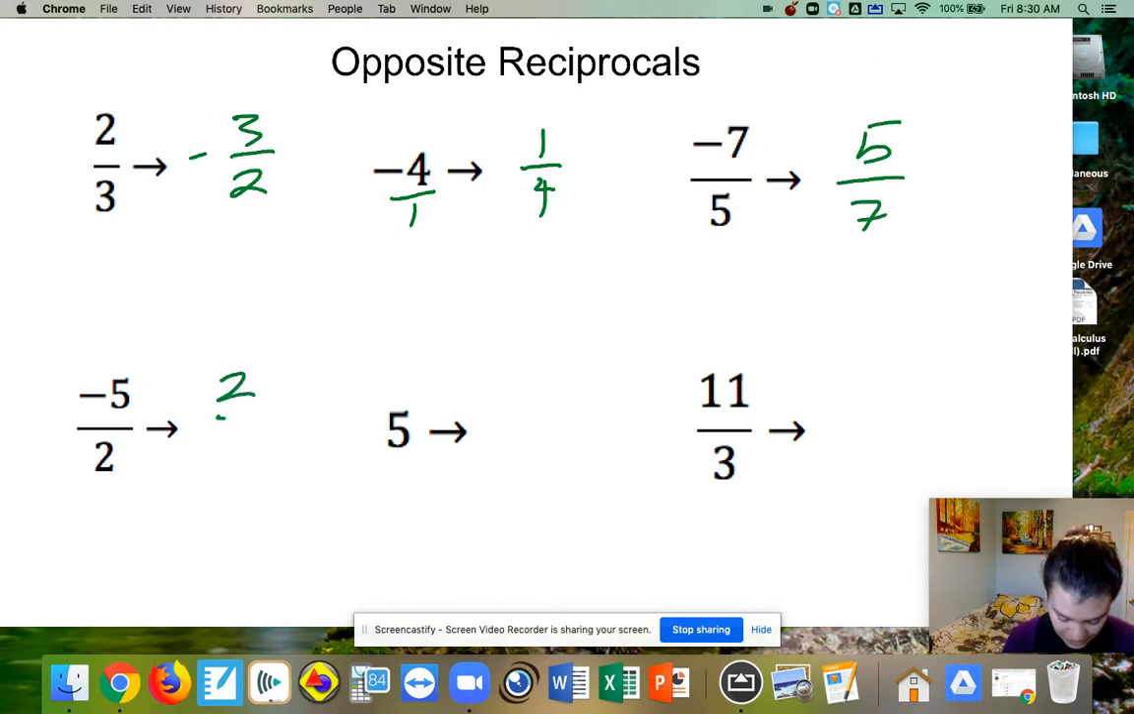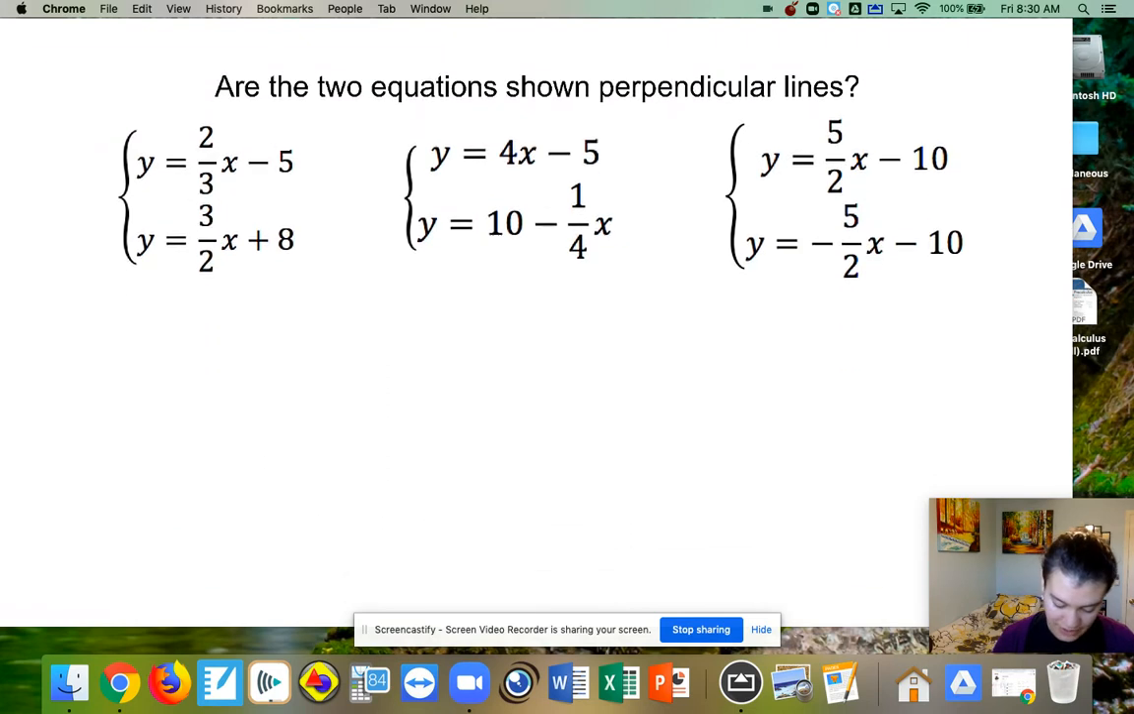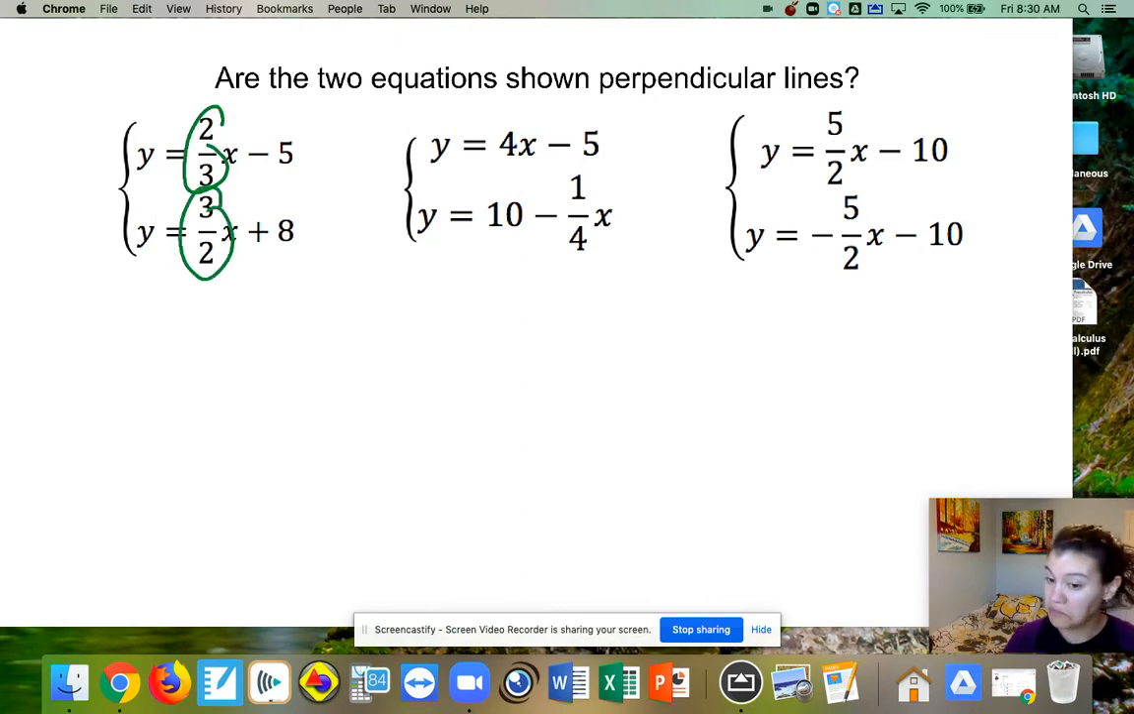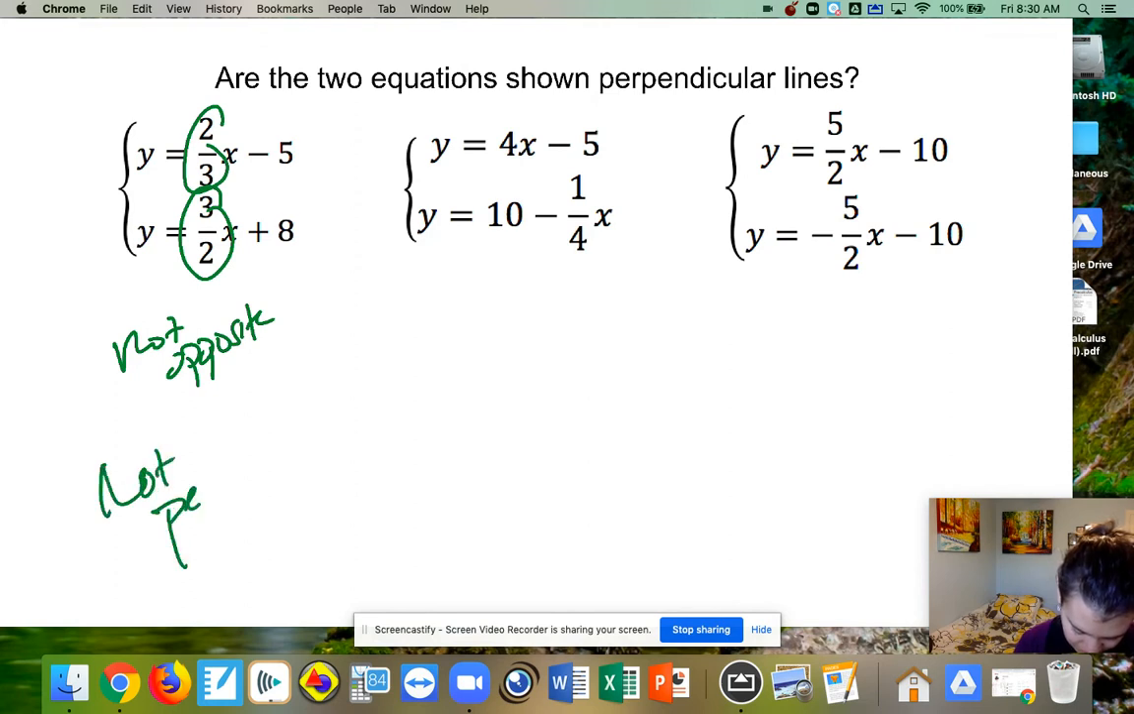Okay, so we'll flip and get 2/5. You'll get -1/5, and here you get -3/11. So now we need to decide again, are these perpendicular? So we're looking for opposite reciprocals. So you need to flip it and change the sign. So we look at this one first. We have 2/3 and 3/2. It's flipped, but it's not opposite. We didn't switch the sign. So this is not opposite. So not parallel or perpendicular.